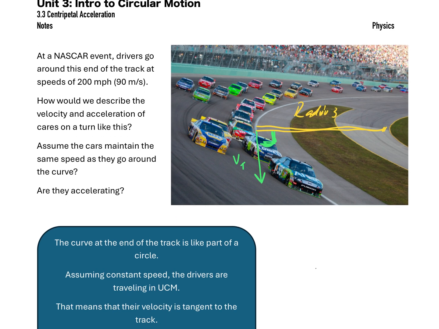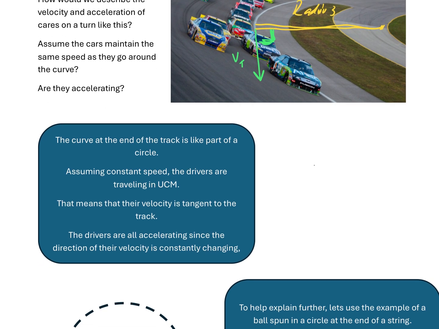So the curve at the end of the track is like part of a circle. Assuming constant speed, the drivers are traveling in uniform circular motion, UCM. That means their velocity is tangent to the track. That is an always thing. The drivers are all accelerating since the direction of their velocity is constantly changing.